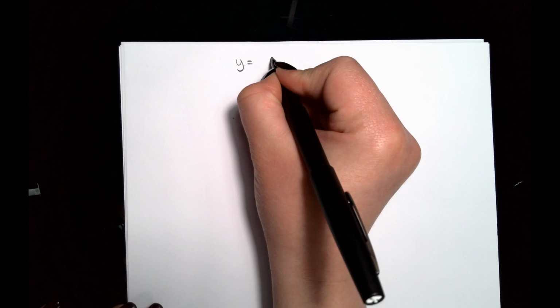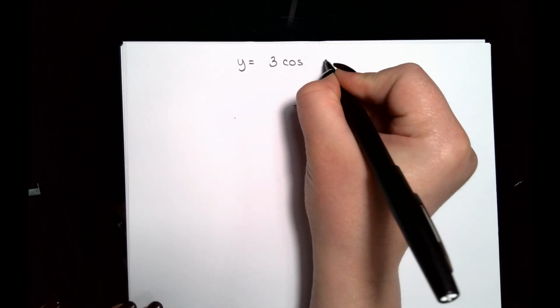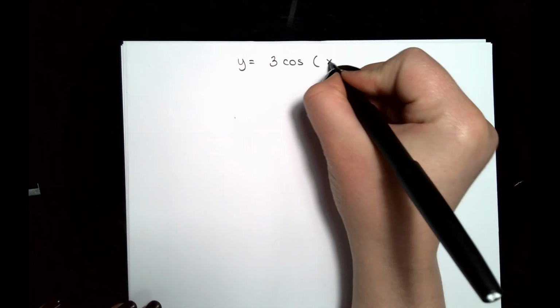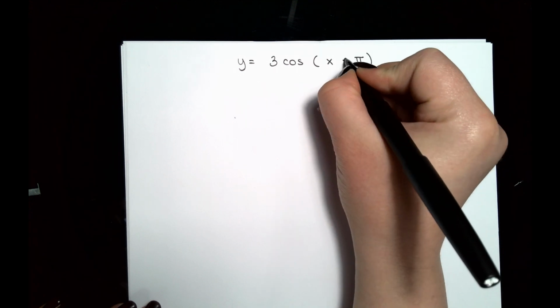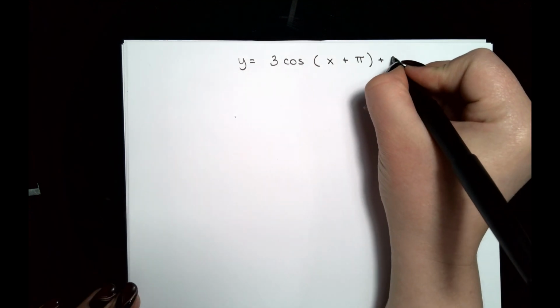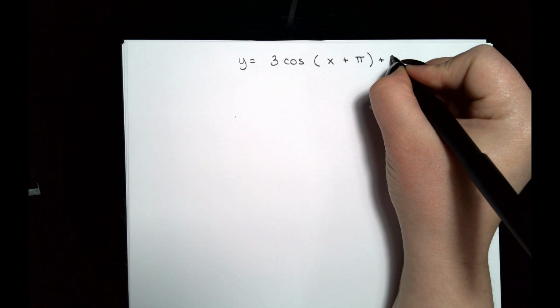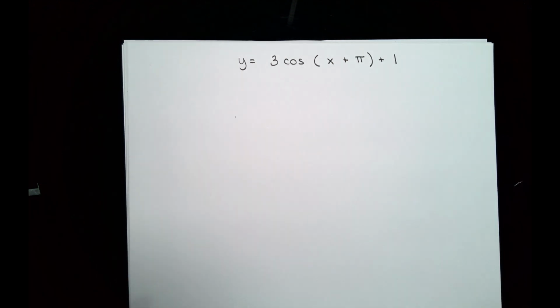Since we did a negative, let's do a positive. I'm going to show you one without the b value since we had one. With the b value, y is equal to 3 cosine of x minus pi, plus 1. And again, I'm going to try to work a little bit quicker.